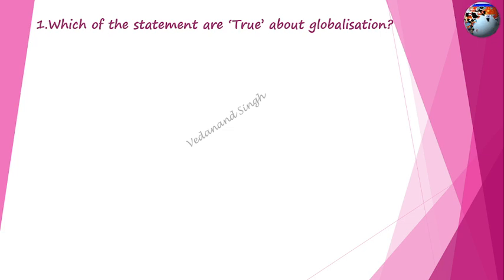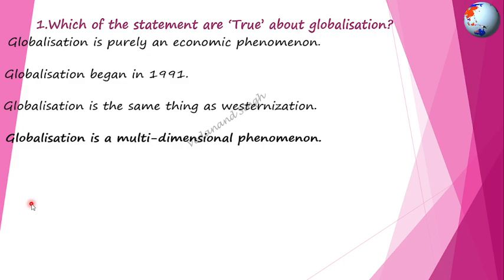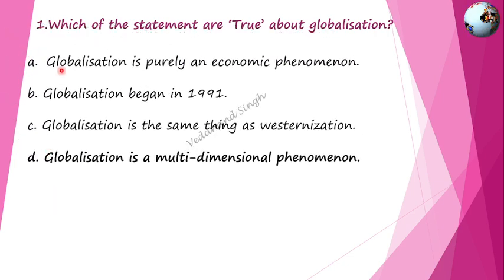Now the first question is: which of the following statements are true about globalization? There are some statements here and you have to choose which ones are true. There are four statements. First, globalization is a purely economic phenomenon. Second, globalization began in 1991. Third, globalization is the same thing as westernization. And the last is, globalization is a multi-dimensional phenomenon. So D is the correct answer. I highlighted it because globalization is a multi-dimensional phenomenon. I have already discussed it in the last video, so I should not discuss it here.